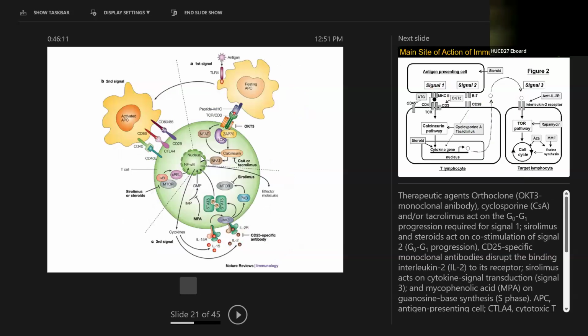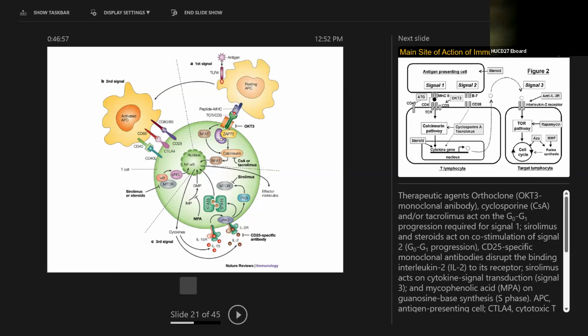So here is a slide where we're talking about blocking the first signal, second signal, and then third signal. In that first signal, right here, you see the resting APC, the antigen presenting cell, and the OKT3, which is an orthoclone monoclonal antibody, has the ability to block that co-stimulatory element, or the peptide MHC against the T cell receptor, basically. So that's the first signal.